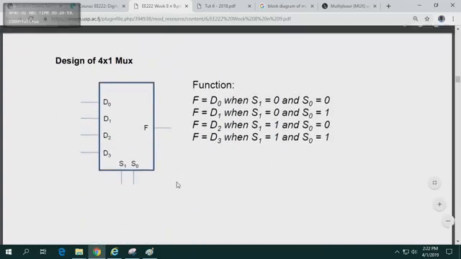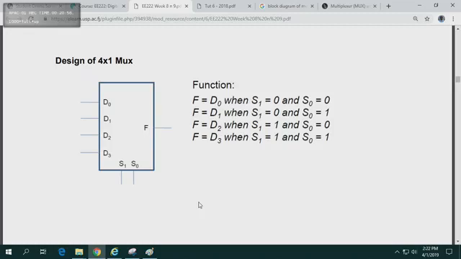Let's look at the next one. If S0 and S1 are 0, 0, your data 0 will connect to your output F. What that means is that whatever data is sitting on data 0 will equal output F. If S0 is 0 and S1 is 1, then your data 1 will connect to your line F.